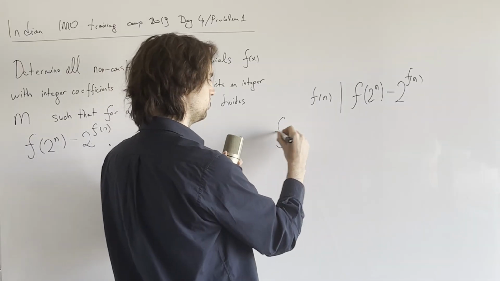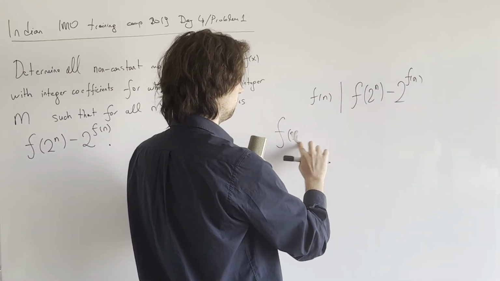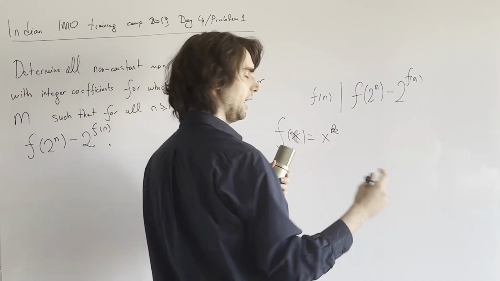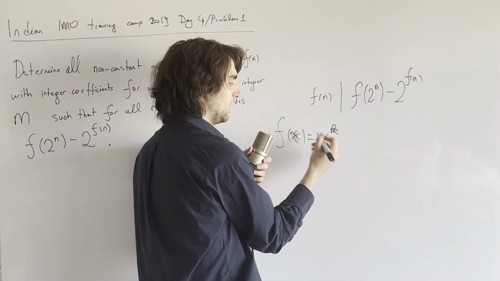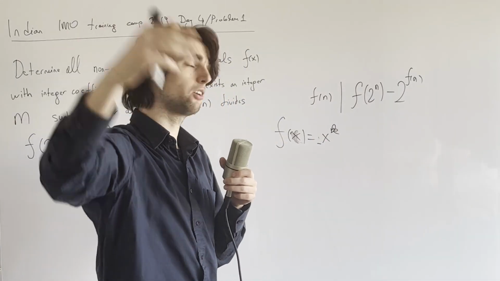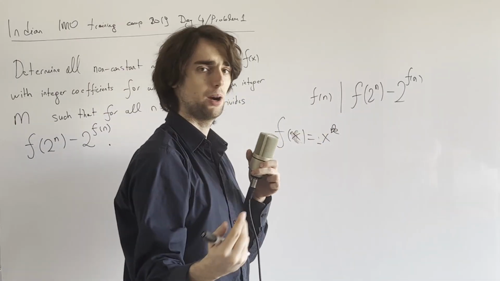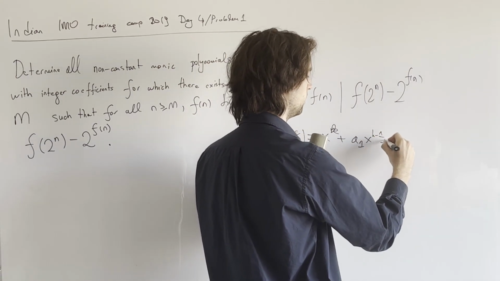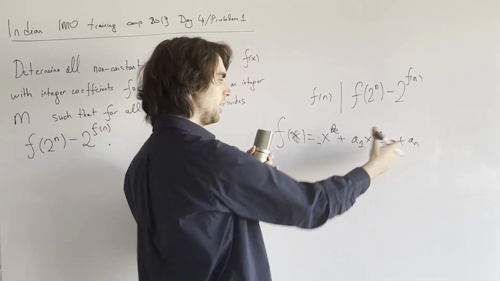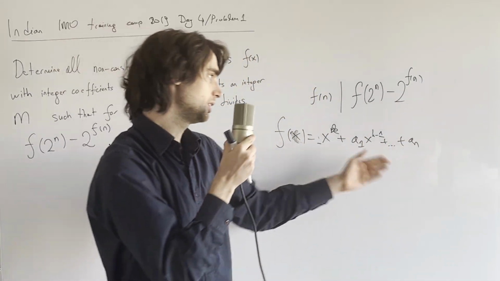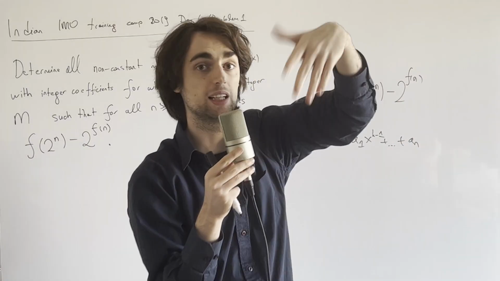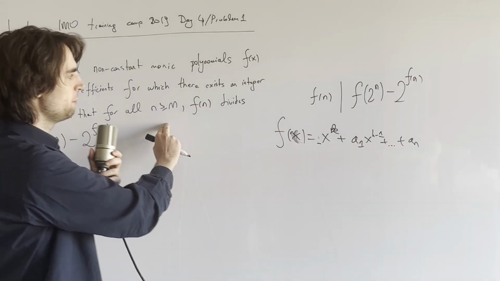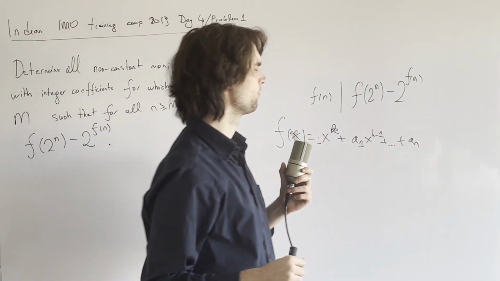A monic polynomial means f of x is going to equal x to some power, say k, and monic means that x to the power of k is the leading term. The leading term is multiplied by 1. And then plus a1 times x to the k minus 1, all the way till an. And these other ai's can be any integers. They can all be 0, they can be minus 1, plus 1, up to 2,000, minus a million, and so on and so forth. So starting from some n, we have this is true.